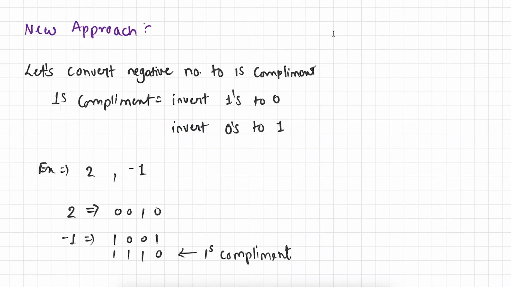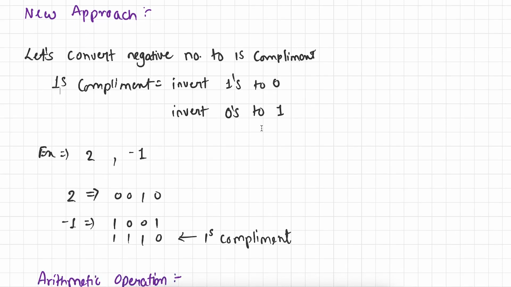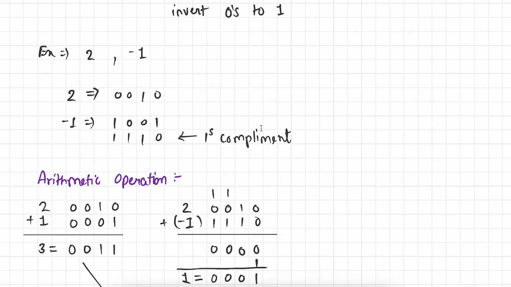So after thinking too much, the engineers came up with another idea, and that idea is, if you have negative numbers, just find the ones complement of that number. And what is meant by ones complement? We simply invert all the 1 bits to 0 and all the 0 bits to 1. Let's understand this with an example. Let's say we have 2 and minus 1.